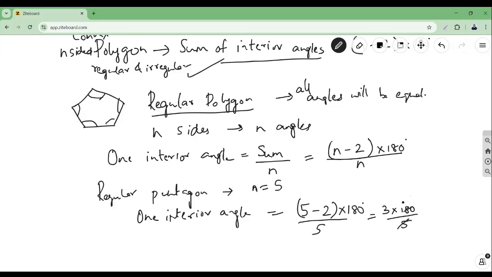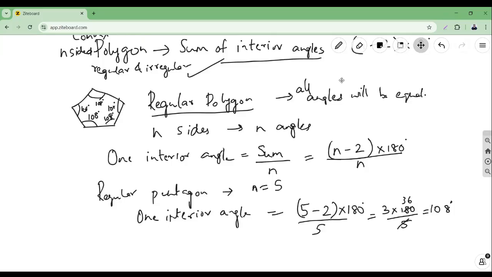And this is going to be 3, 6, so it's going to be 108 degrees. So one angle of a regular pentagon is 108 degrees, 108 degrees, 108 degrees. That's what we have found. Like this, for any number of sides, you can find out the angle of the polygon easily.